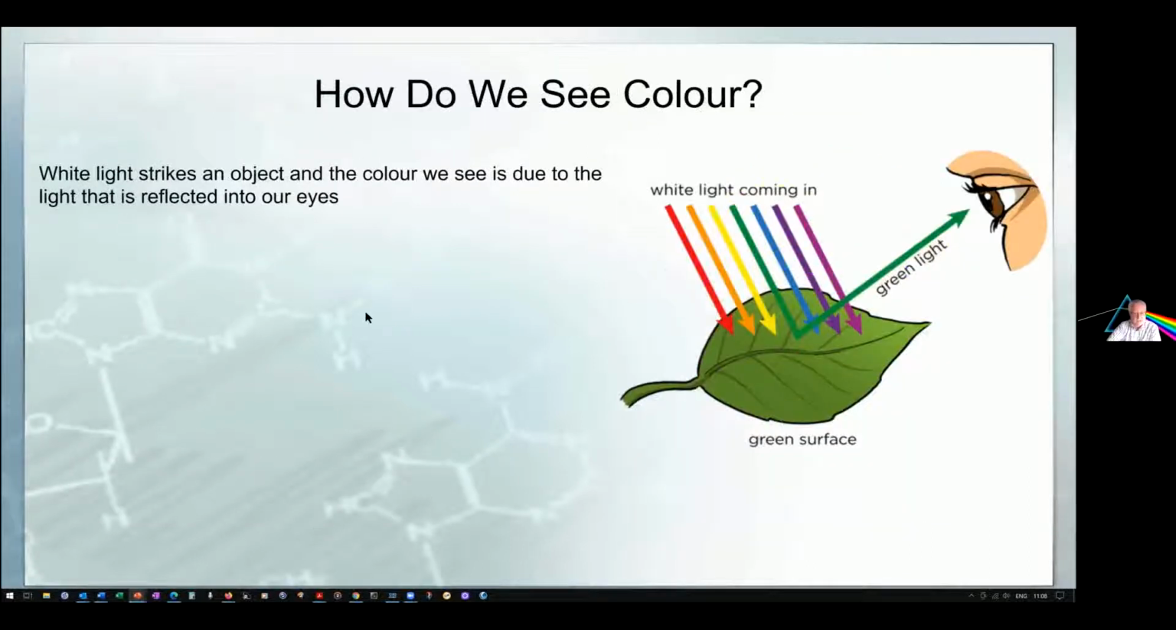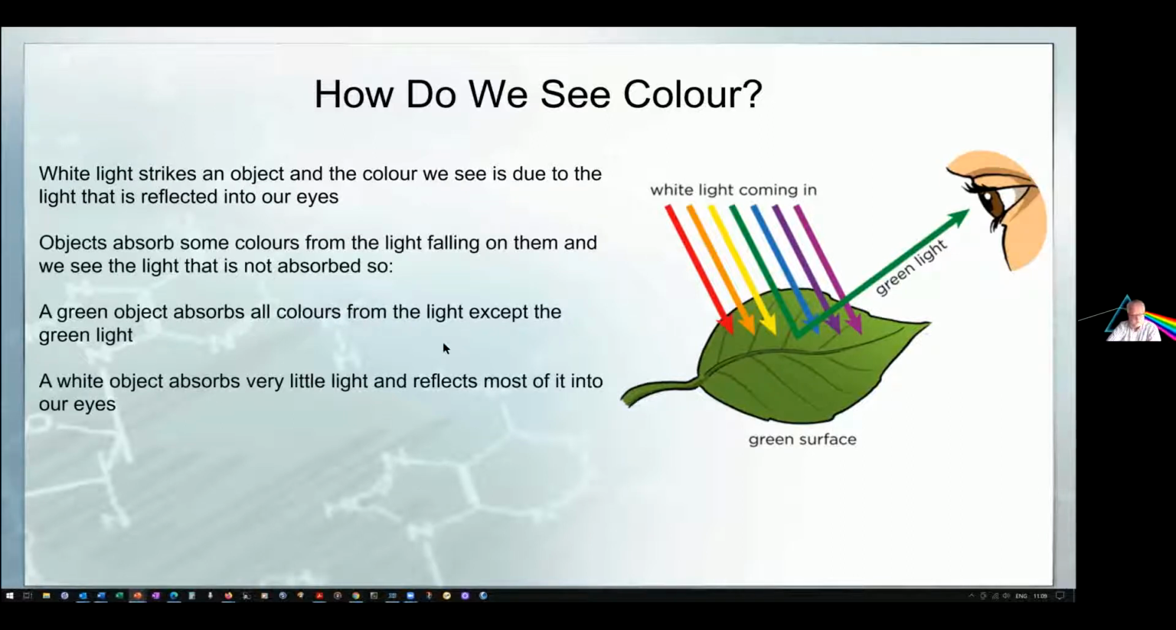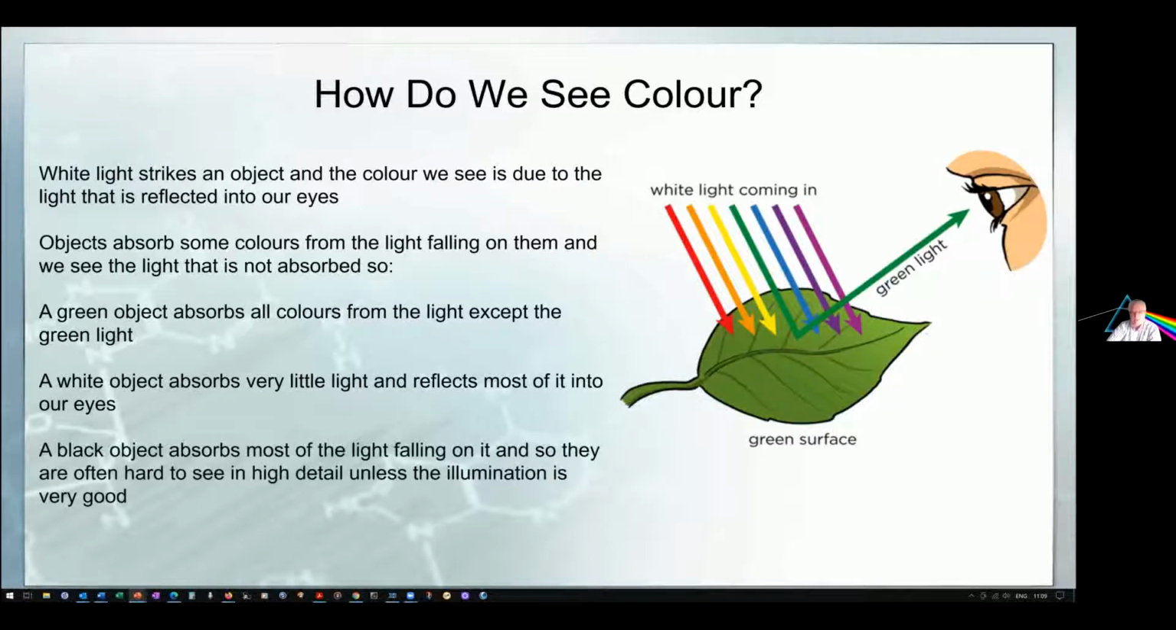So when light strikes an object, the colour we see is the light that's not absorbed. In other words, the light that's reflected off the surface, and all the other colours have been absorbed by that surface. Okay, so a green object absorbs all the colours from the light except for green, and a white object absorbs very, very little and reflects most of it into our eyes, and black objects absorb most of the light falling onto them, and so they're quite often hard to pick out detail unless the illumination is extremely good.